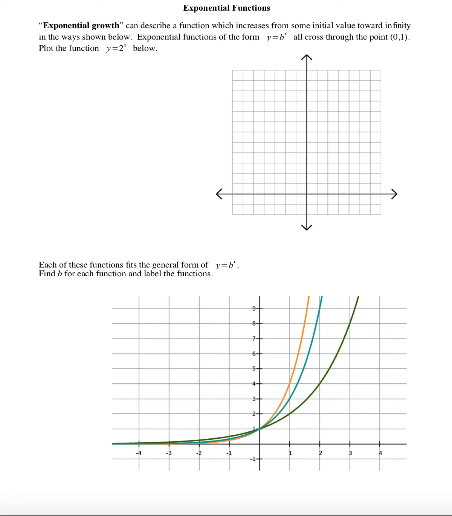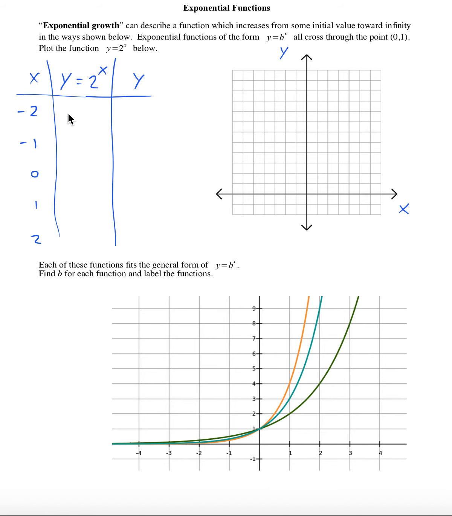Here I'm going to demonstrate drawing the graph of an exponential function such as y equals 2 to the x. We'll want to use the table method. We will plug in a negative 2 for x. That's going to give us 1 over 4. 2 to the negative 1 will be 1 over 2. 2 to the 0 is 1. 2 to the 1 is 2. And 2 to the 2 is 4.